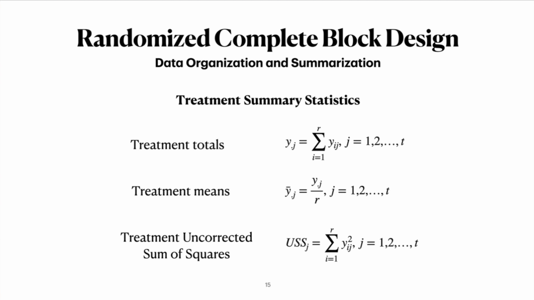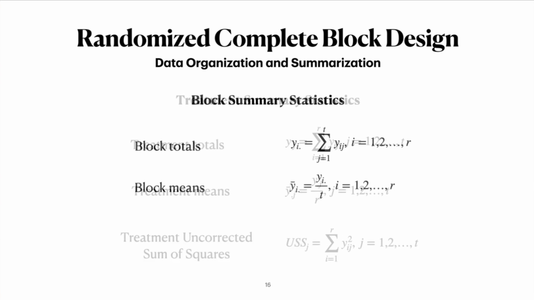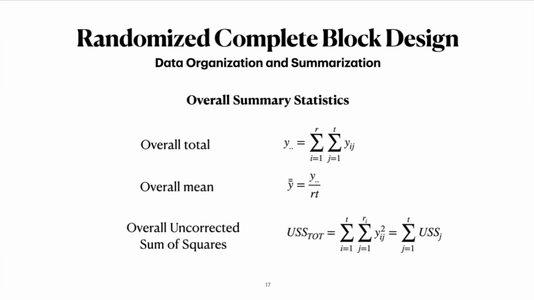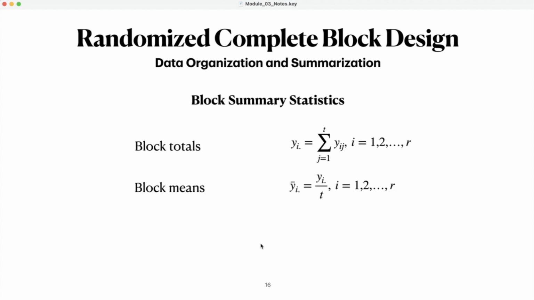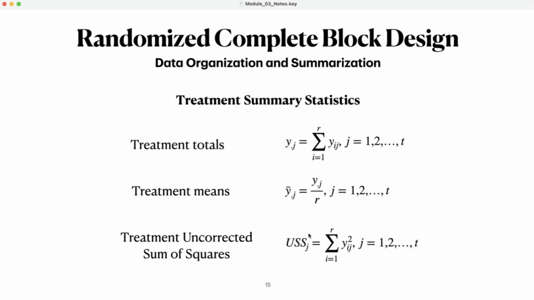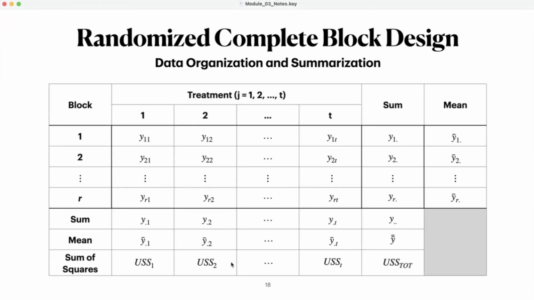So you see here that we have summary statistics for the treatments, summary statistics for the blocks, and then we have overall summary statistics as well. This is just another version of that same table where in the last row I have replaced the summation. Remember, this is the sum of squares for each of the treatments. I could also use this notation from the previous slide, the uncorrected sum of squares, which is just the sum of the squared observations for each treatment. You can see here how we calculate that. So it's just another way to represent notationally the values that go in that last row.